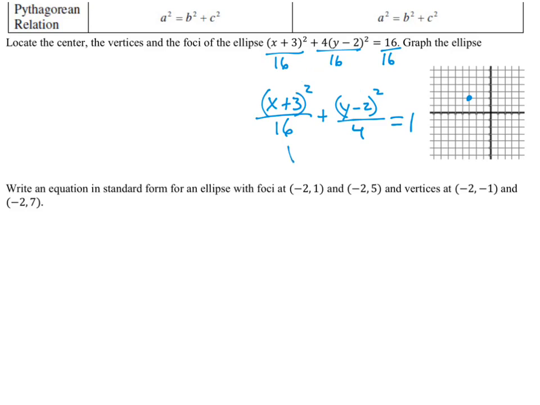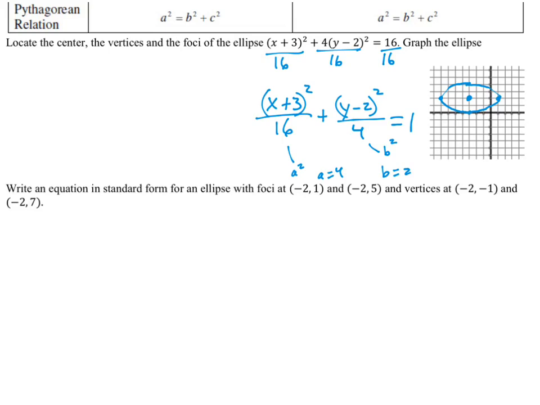And then this is bigger, so that's going to be our A squared, which means A is going to be 4. This is smaller, so that's B squared, and B is going to come out to be 2. So we're going to go right and left 4, and then up and down 2 from our center, and then you can connect those to make your ellipse, looking like that. Your graphs don't have to be great, they just have to look somewhat like an ellipse.